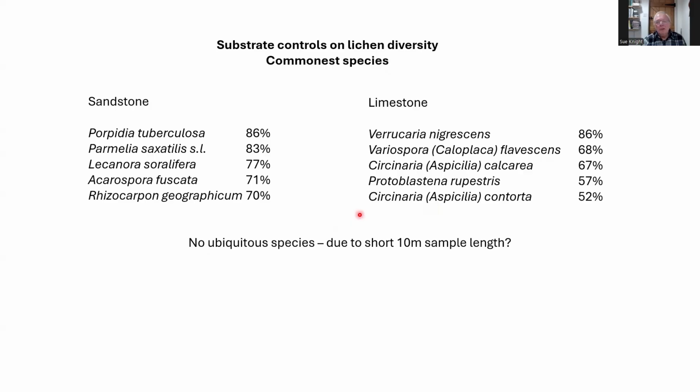So why were there no ubiquitous species? Well, one possible explanation might be that by just using a 10-meter sample length, we weren't looking at enough of a wall. Perhaps if we'd extended to 20 meters or more, we might have found a ubiquitous species. But I'm not entirely certain about that, because even these 5 commonest species, I don't think we found a wall where all 5 were present. And particularly Acarospora fuscata and Rhizocarpon geographicum tended to be very choosy on the particular sandstones that they were growing on.